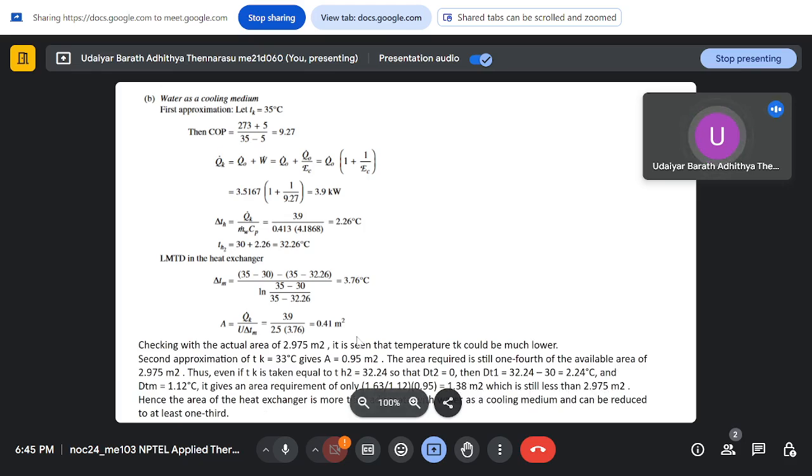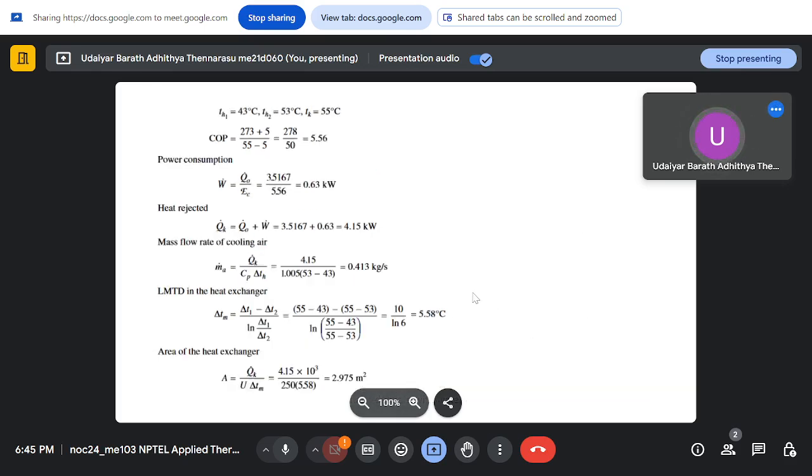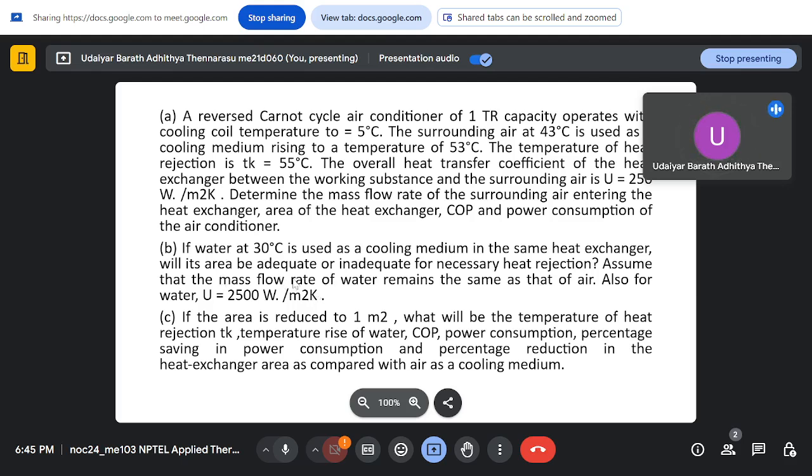So hence the area of the heat exchanger is more than what is required. And for this cooling requirement, the evaporator size could be reduced to 1/3 for it to be working. So that's what has been asked here. Assuming that the mass flow rate of water remains the same as that of air, we need to find out whether the area is adequate or inadequate for the necessary heat rejection. So this is more than adequate, and we require just 1/3 of that area.